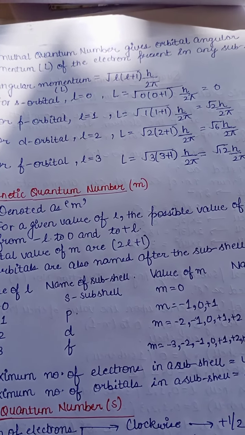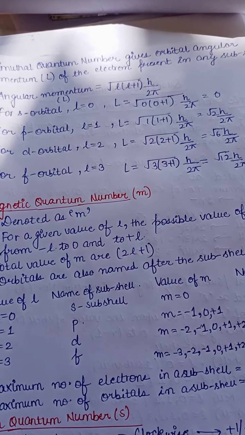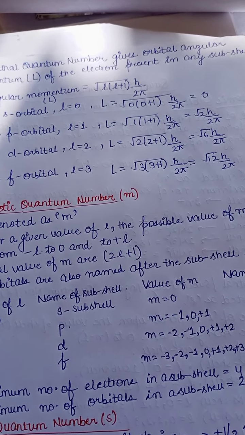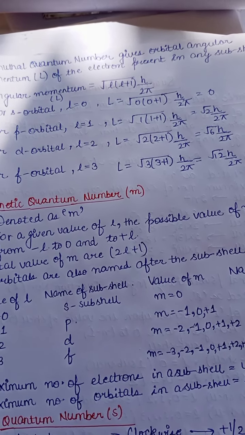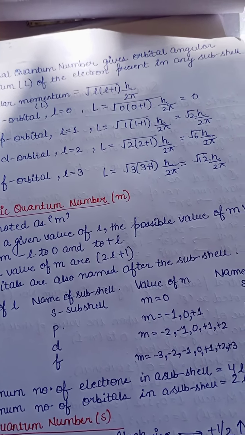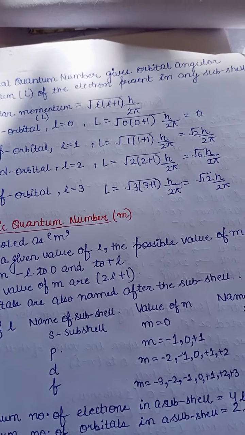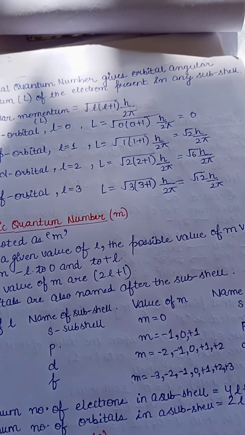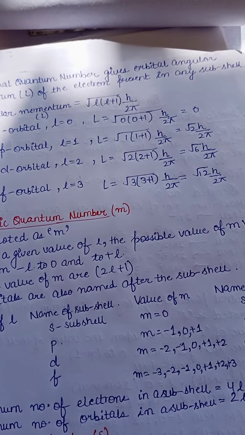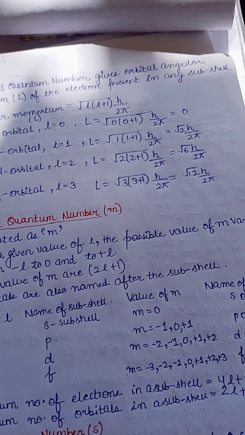Which means if you are talking about the azimuthal quantum number, then we also get the angular momentum. The formula for angular momentum is under root l into (l plus 1) into h upon 2 pi. For an s orbital, the value of l is 0, so the angular momentum is under root 0 into (0 plus 1) h upon 2 pi. Anything multiplied by 0 is 0, so the angular momentum would be 0.